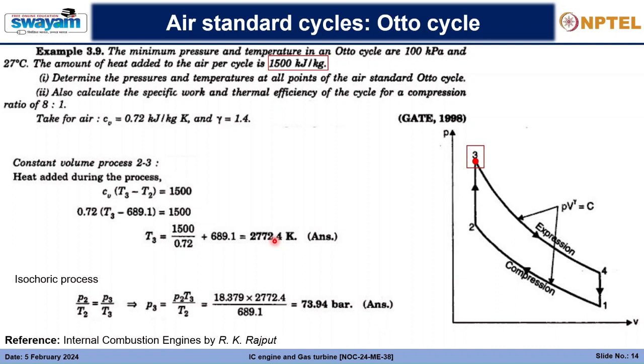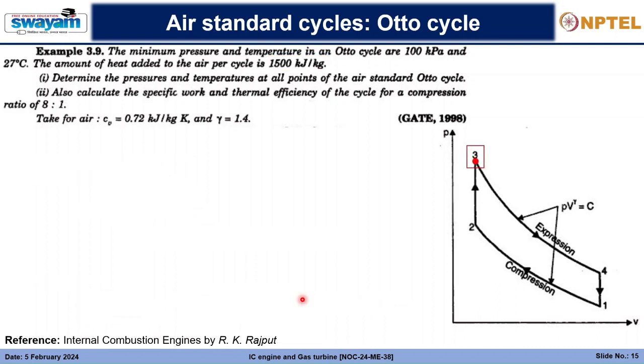So for an isochoric process, 2 to 3 is a constant volume heat addition process. From the ideal gas law you can find this relation, so you will get the value of P3 to be 73.94 bar. So from 18 bar it is going to around 74 bar, and again there is almost a 4 times increment in the temperature. So you see how much pressure and temperature rise during the heat addition process.